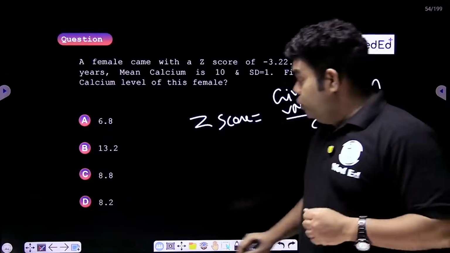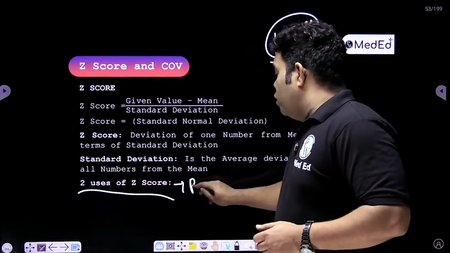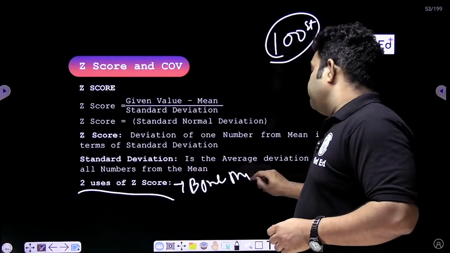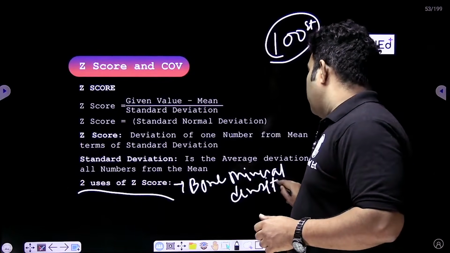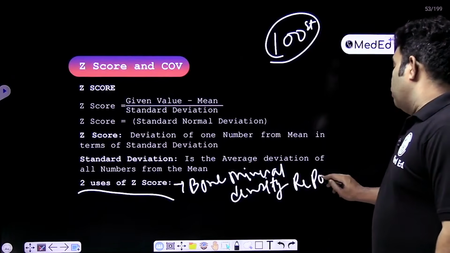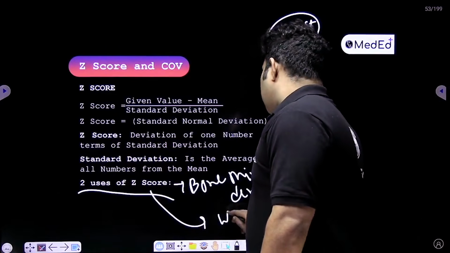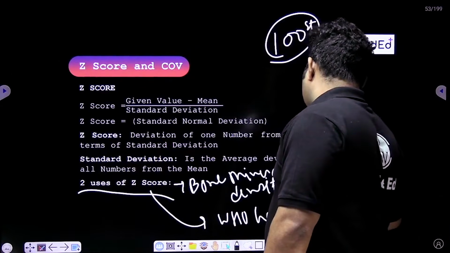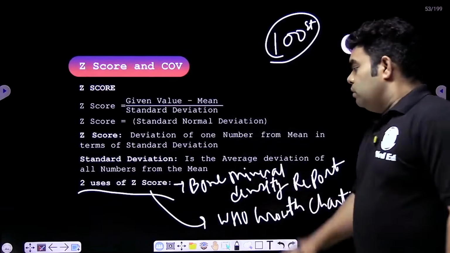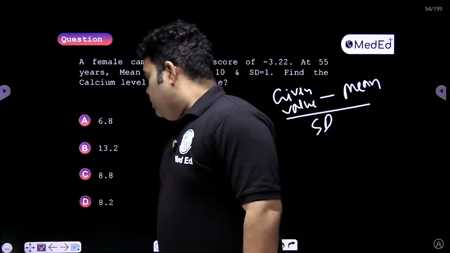Because Z score has two uses. First use of Z score is in bone mineral density test report. And second use of Z score is in WHO growth chart. So in bone mineral density test score and WHO growth chart, we use Z score. So let's explain this first with bone mineral density test report.